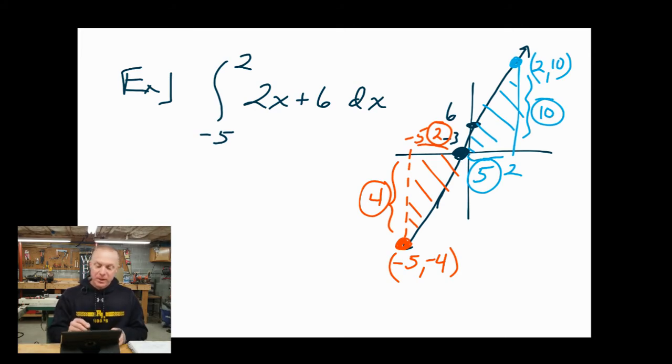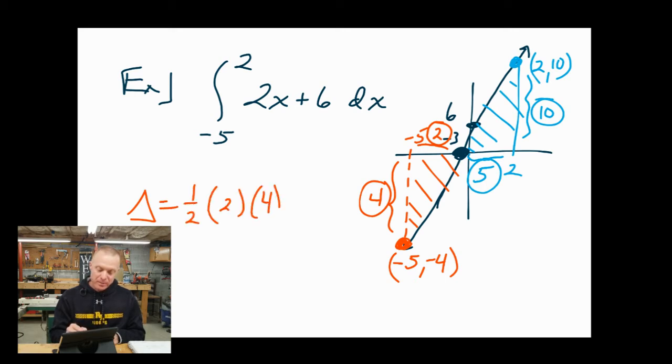Now, when you find your areas, yes, 1/2 base times height, but remember that this one has to come out negative. So we can just make it negative. And then my other triangle has a base of 5 and a height of 10. So we end up with a half of 50, which comes out to 25.